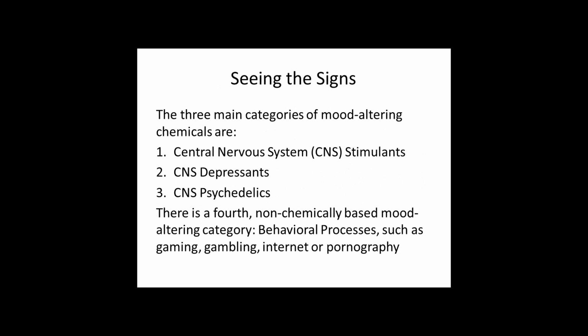So we'll talk about that. So, seeing the signs: what do you look for when you're presented with someone who might be under the influence? What clues do you look for to help determine what am I dealing with here? So there's three main categories of mood-altering chemicals. These are central nervous system stimulants, central nervous system depressants, and central nervous system psychedelics. We're going to go over each of these categories and what falls underneath each of them.